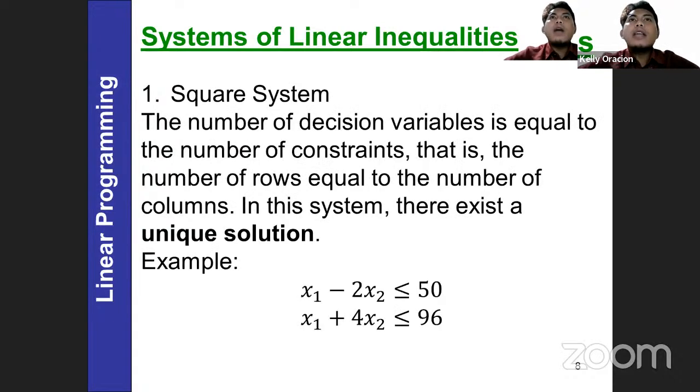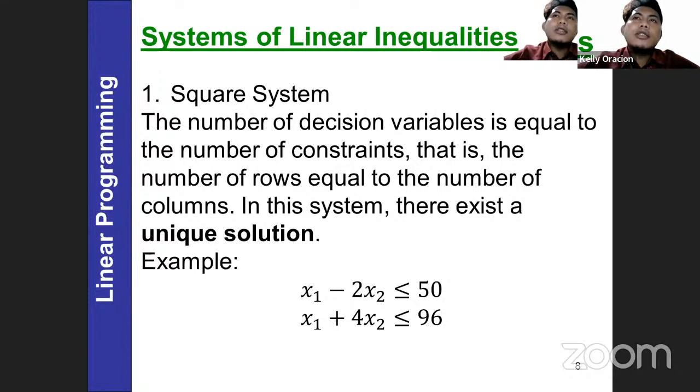When can your two equations or two givens be called a square system? The number of decision variables is equal to the number of constraints. That is, the number of rows is equal to the number of columns. Sir, what do you mean by the number of decision variables? The decision variables are x sub 1 and x sub 2. So there are 2 missing variables that you are going to find, which are your decision variables, x sub 1 and x sub 2.